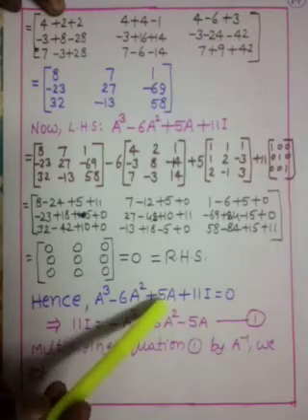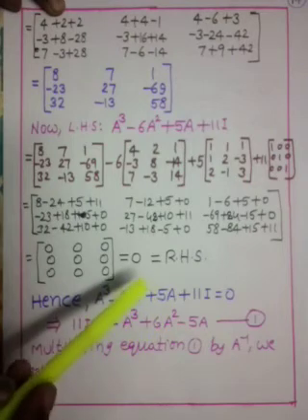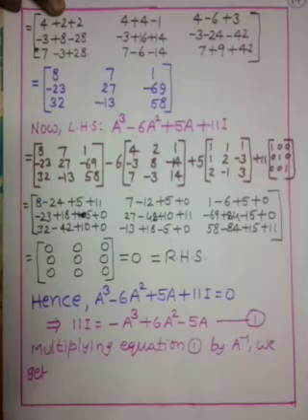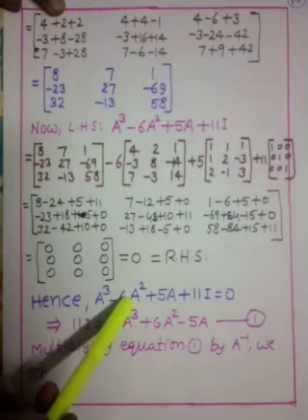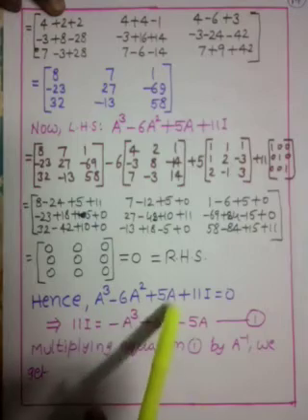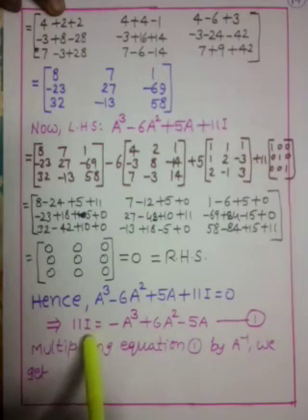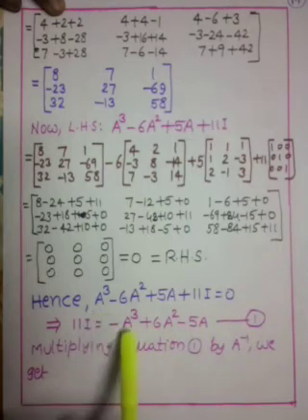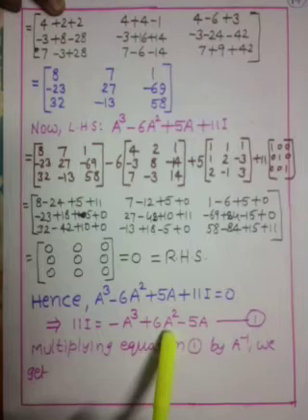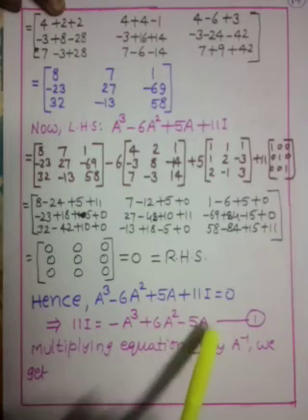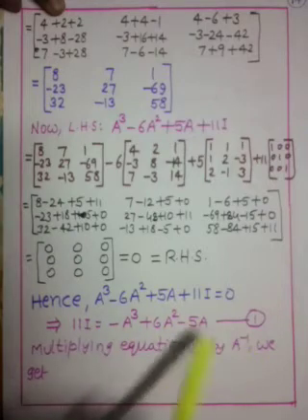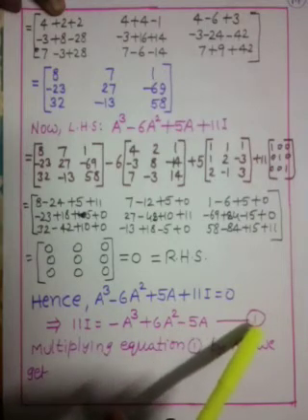From this result only we have to find A inverse, not with the help of the formula A inverse is equal to 1 by det A into adjoint A. We don't use that formula. With the help of this result only. Okay, my dear children. So from this equation we can find 11I is equal to, we are sending the remaining terms to RHS. Then they become minus A cube, minus 6A square becomes plus 6A square, plus 5A becomes minus 5A. Understood this equation, my dear children? Right. Consider this is equation 1.